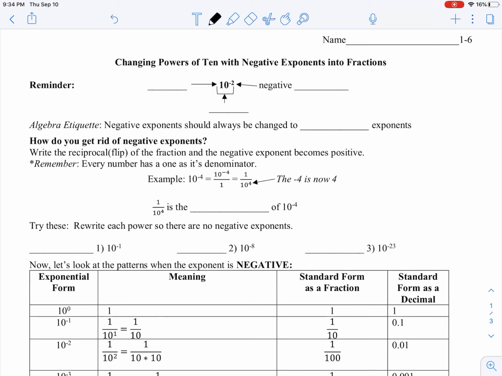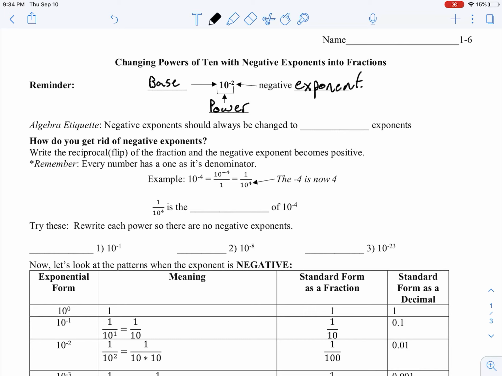So just as a quick reminder, with powers of 10, this entire number here we call a power. And then, of course, 10 being our base, that is the number that we're going to use as our factor. And then, in this case, we have a negative. It's still an exponent. That does not change just because it's negative.